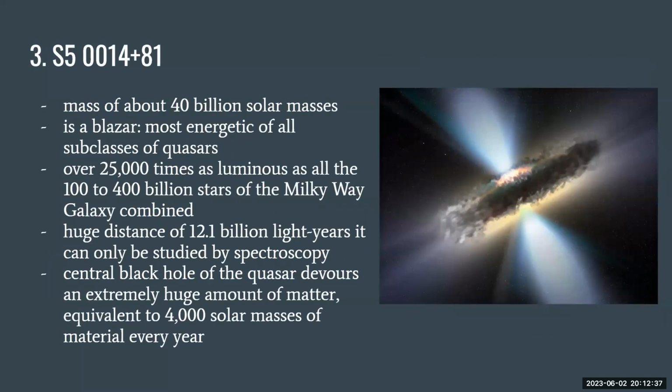And the third one has a mass of about 40 billion solar masses, and it's classified as a blazar, which is the most energetic of all subclasses of quasars. It is over 25,000 times as luminous as all the 100 to 400 billion stars in the Milky Way galaxy combined. Because of its huge distance of 12.1 billion light years, it can only be studied using spectroscopy. The central black hole of the quasar devours an extremely huge amount of matter, equivalent to 4,000 solar masses of material every year.